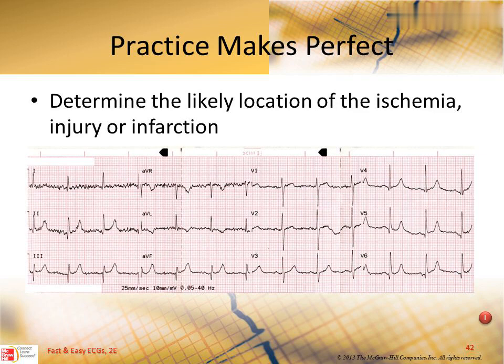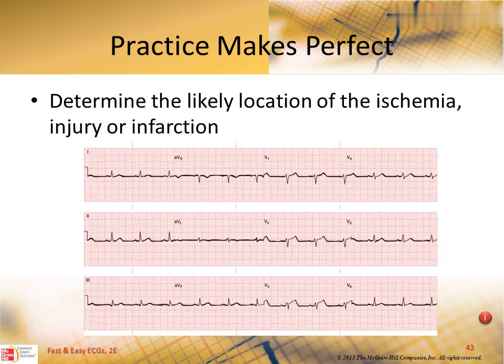Practice makes perfect. Determine the likely location of the ischemia, injury or infarction. Answer: inferior MI, pathologic Q waves in 2, 3 and aVF, ST segment elevation in 2, 3 and aVF.